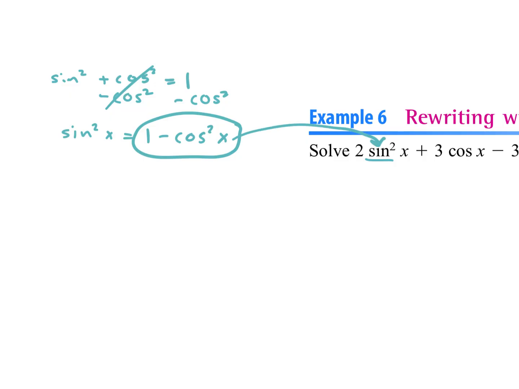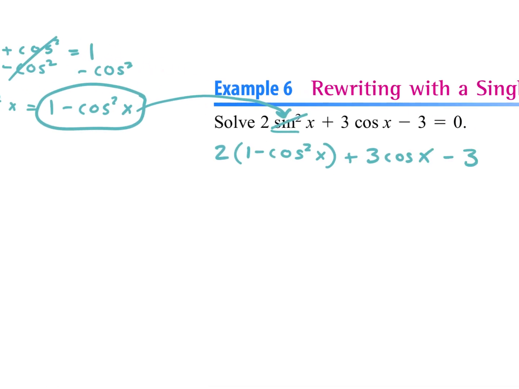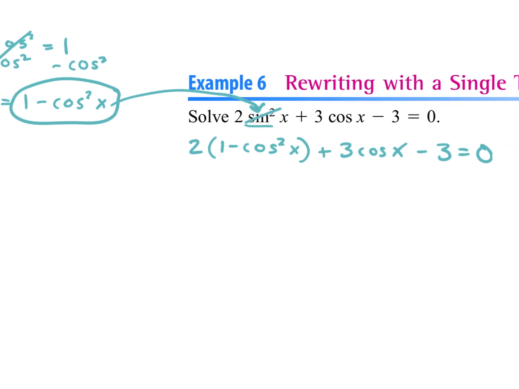Since sine squared equals 1 minus cosine squared, I can just get rid of the sine squared and replace it with 1 minus cosine squared. Now be careful because that sine squared had a coefficient, so I'm going to leave that 2 out front. So we have 2 times 1 minus cosine squared plus 3 cosine minus 3 equals 0. What should we do next?